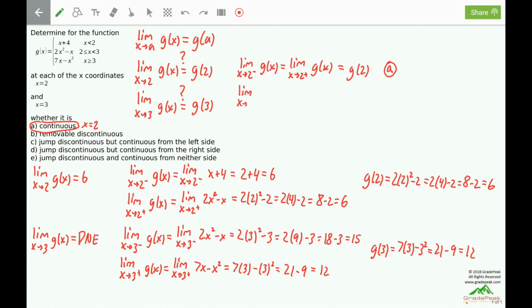So we have the limit as x approaches 3 from the left side of g of x does not equal the limit as x approaches 3 from the right side of g of x, but that one does equal g of 3. Because it matches the right-side limit for g of 3, it's going to be continuous from the right side, but because the left-side limit and the right-side limit do not match, it's jump discontinuous. So we go with situation D, and that's going to be jump discontinuous, but continuous from the right side for our x-coordinate of 3.